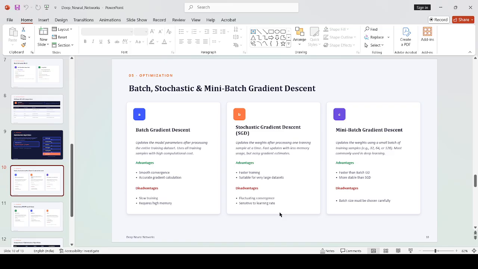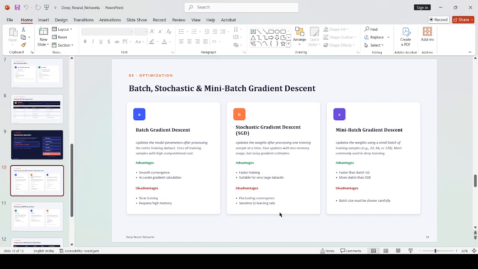There are three common approaches to gradient descent. The first is batch gradient descent, where the optimizer processes the entire dataset before updating the weights. It produces accurate gradients but requires high memory and takes longer to train. The second is stochastic gradient descent or SGD. Here the optimizer updates the weights after processing only one training sample. This method is much faster but produces noisy updates.